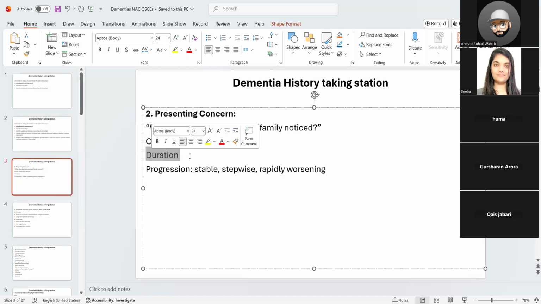Duration is extremely important. Ask them how long the patient has had issues with recalling things, or ask the patient how long they have felt like their memory is not as good as it was before. They will tell you 2 years, 3 years, 1 year, however long. In dementia, especially Alzheimer's, the course is very slow, so it takes 1 or 2 years for a patient to actually notice that their memory is getting worse and worse.